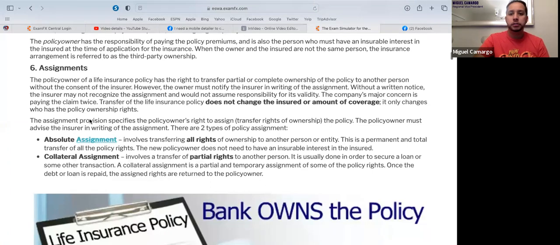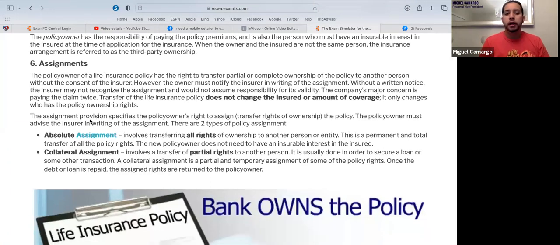Assignments. We're going to cover assignments. Assignments is a transfer of ownership. So I want you to write: assignment means transfer of ownership. Now there's two types of assignments. The first one is absolute. This is where you're going to transfer all rights away. It's permanent. You can't go back and change it.